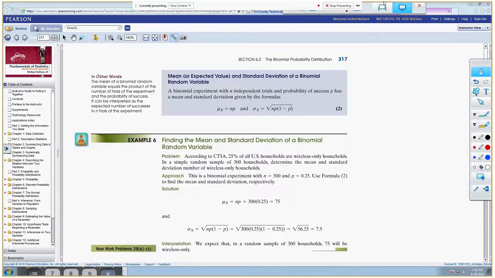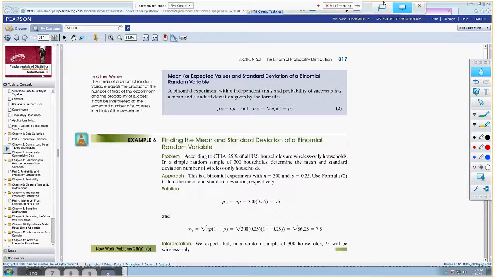A binomial experiment with n independent trials: the mean is equal to n times what? P. What did I tell you P was always going to be? A percentage or a decimal. Or they may give you 25 out of 36, whatever that comes out to be. And n is always going to be your biggest number. In these questions, they're going to give you n and p, and they're going to say, what's the mean?